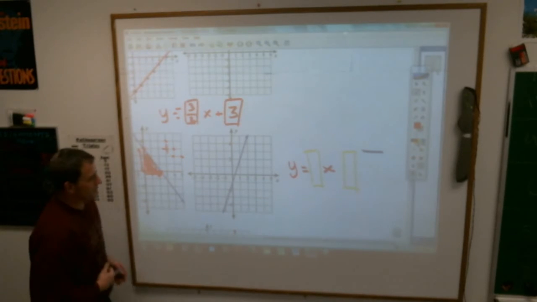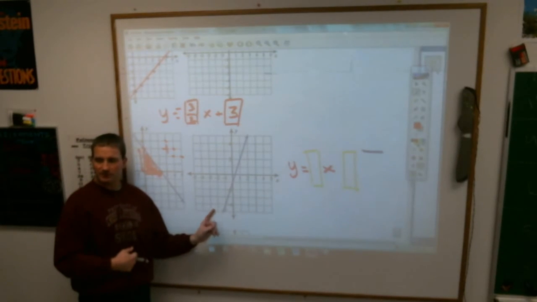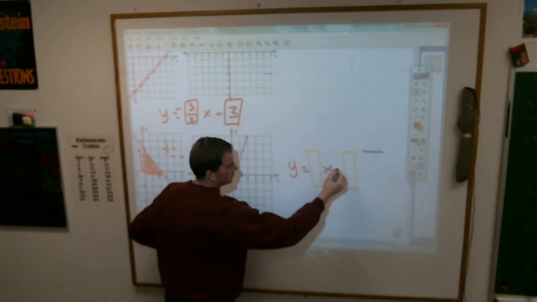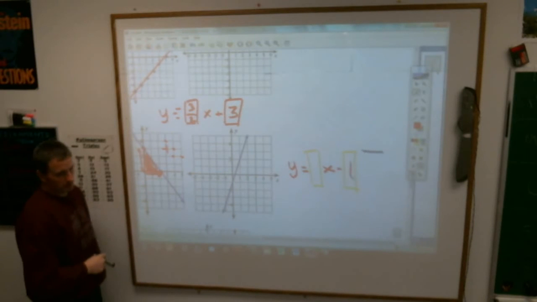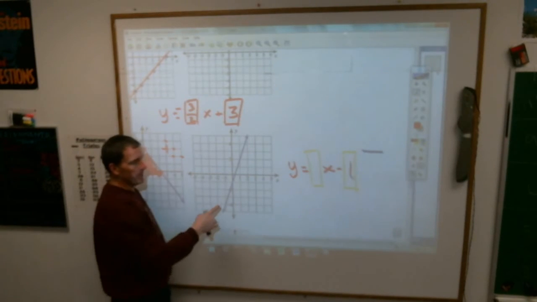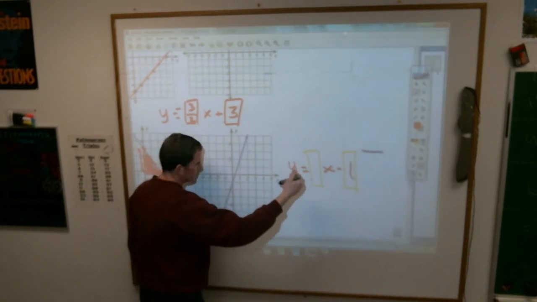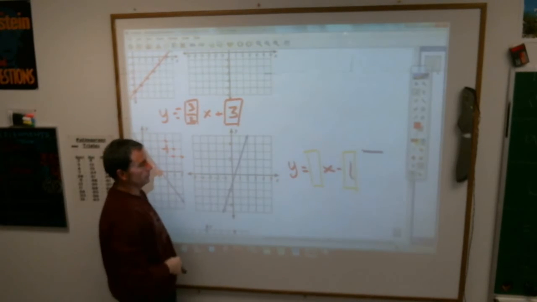Manny Marco, what is the y-intercept of this line? What's that? -1, so that's what you should have put right here, it's a -1. Then you got to figure out, make the triangle and figure out what the slope is. Is it positive or negative slope? Positive, so you could put plus, but you don't have to.